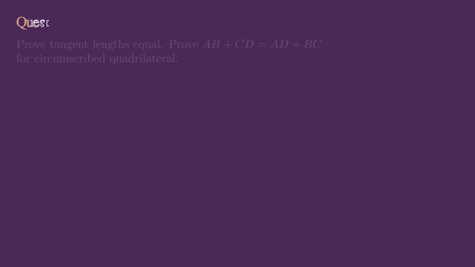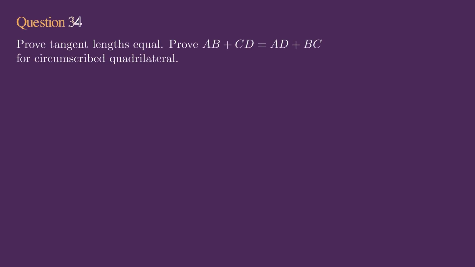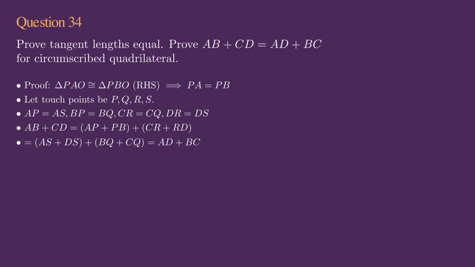Question 34. Prove that lengths of tangents from an external point are equal. Also prove AB plus CD equals AD plus BC for a circumscribed quadrilateral. First, prove triangles POA and PBO are congruent to show tangents are equal. For the quadrilateral, sum the opposite sides AB and CD. Using the property that tangents from a point are equal, group the terms to form AD and BC. Hence, AB plus CD equals AD plus BC.